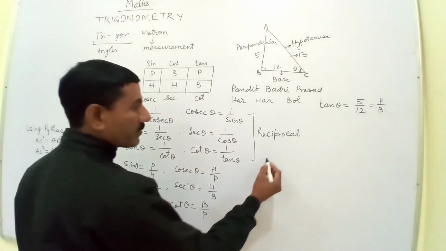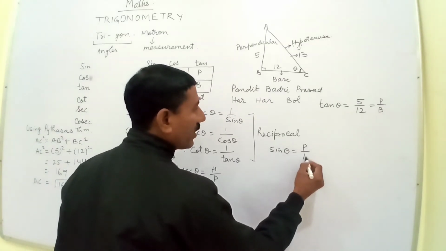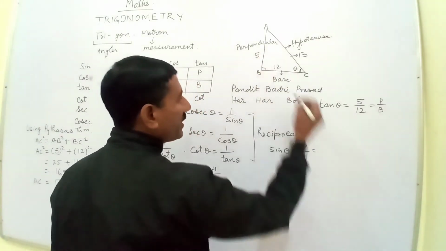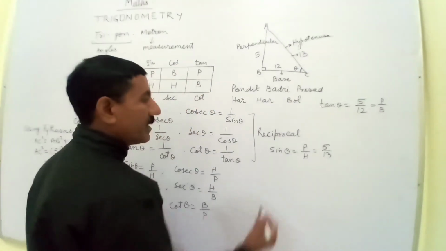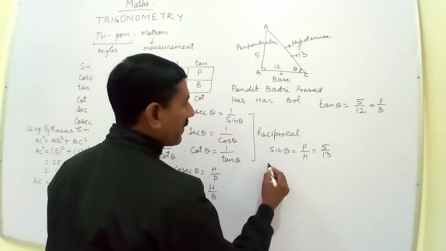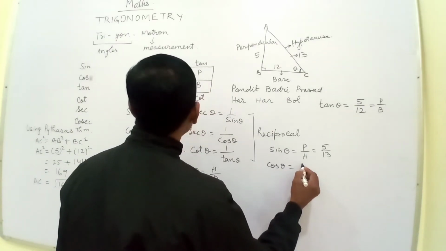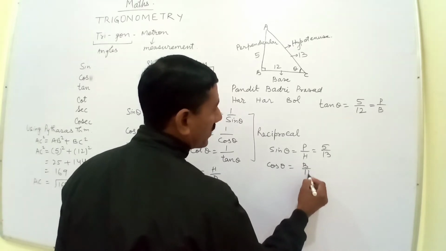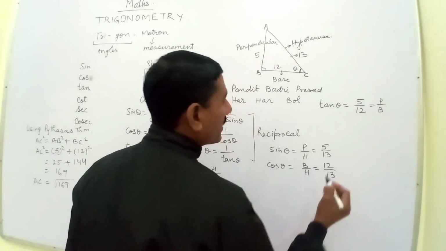Sine theta is equal to perpendicular upon hypotenuse. The perpendicular is 5 and hypotenuse is 13. Similarly, cos theta is equal to base upon hypotenuse, and base is 12 and hypotenuse is 13.